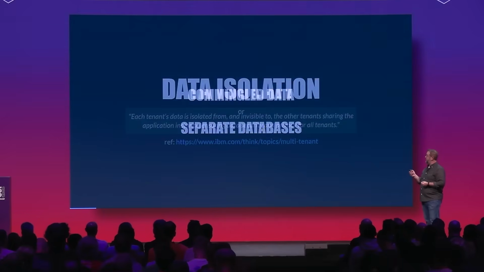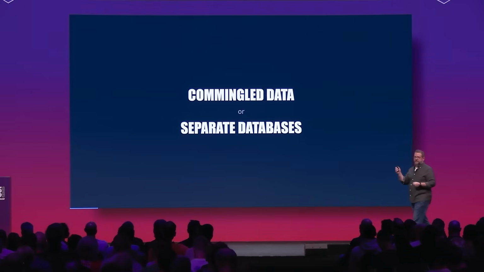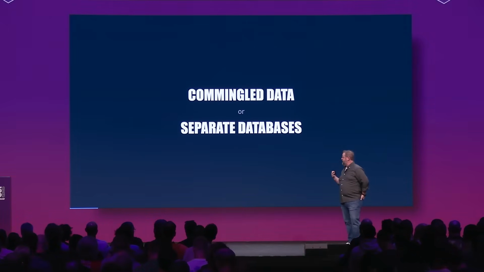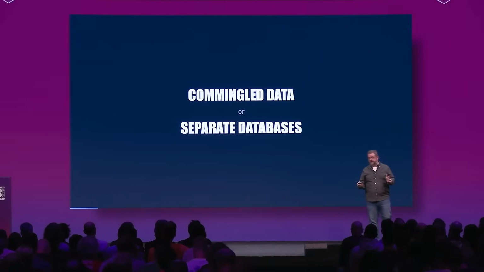Where am I going with this? Data isolation, at least in the Rails ecosystem, takes two forms generally. There's a spectrum here, but I'm going to break it down into two: commingled data or separate databases. Separate databases is what I'm going to be talking about, but I'm going to cover both of these just so that we all have some shared context.